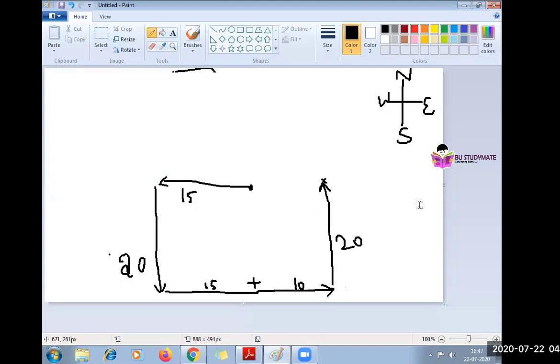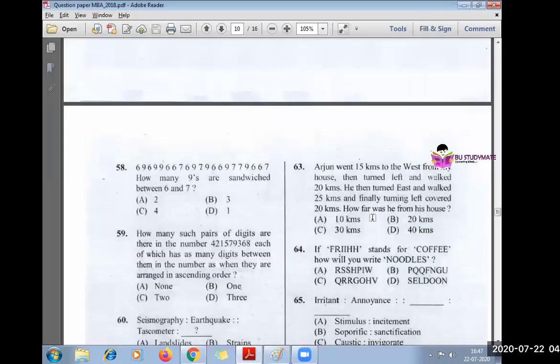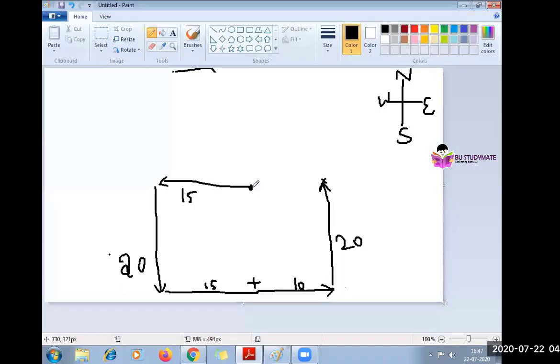Now what are they asking? How far was he from his house? So his house is here. We located this point as his house. Now they are asking how far he is from the house. It is 10 kilometers. You can easily understand this is 10 kilometers because you have a proper rectangle of 25 and 20 kilometers as length and breadth. Correct. So perfect, 10.